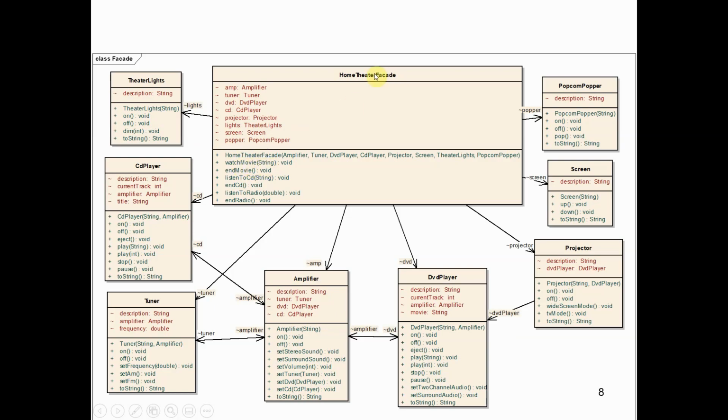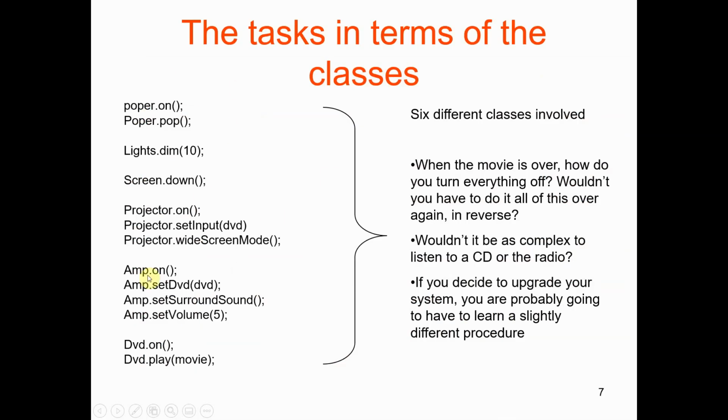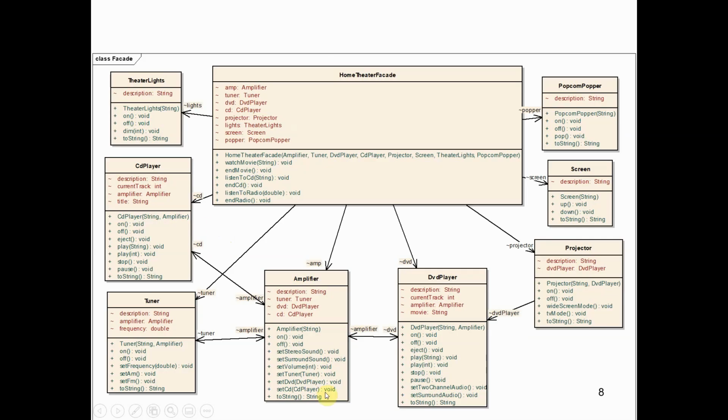Watch movie method in the home theater facade, and the home theater facade will forward the request to the corresponding classes inside the package. Similarly for end the movie, listen to radio, listen to CD, and the CD and radio operations.